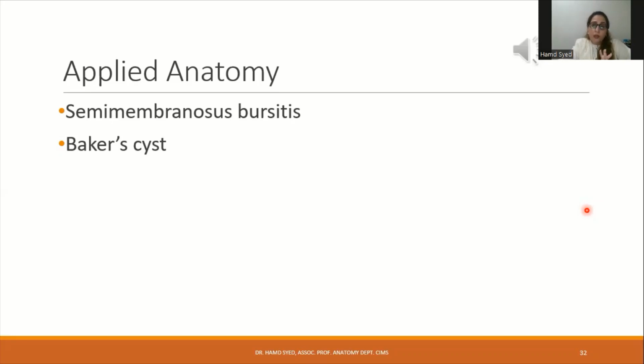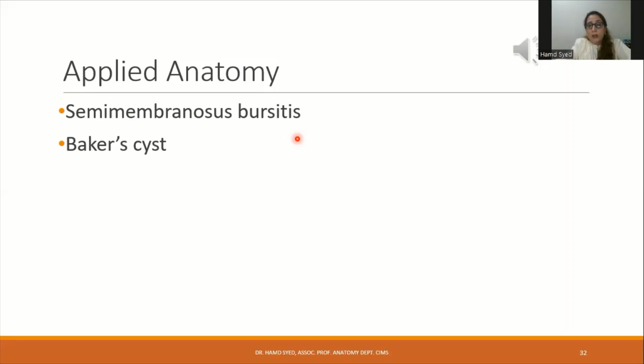And the applied aspect of the popliteal fossa, what you should know about is that there could be a swelling in the popliteal fossa. And one cause of that swelling behind the knee could be semimembranosus bursitis. We know that bursitis means an inflammation of the bursa. Well, the semimembranosus bursa is located between the insertion of the medial head of the semimembranosus muscle and also the medial head of gastrocnemius. So that is the location of this bursa.